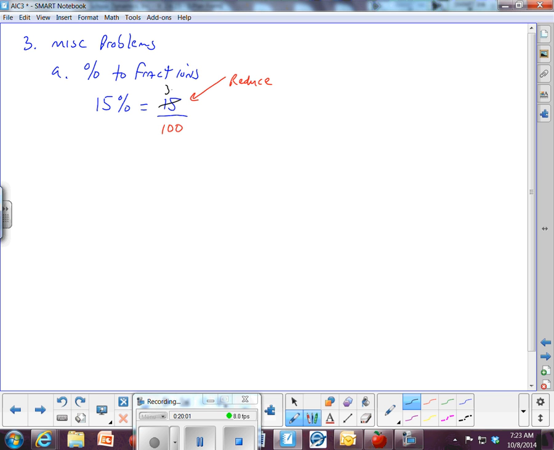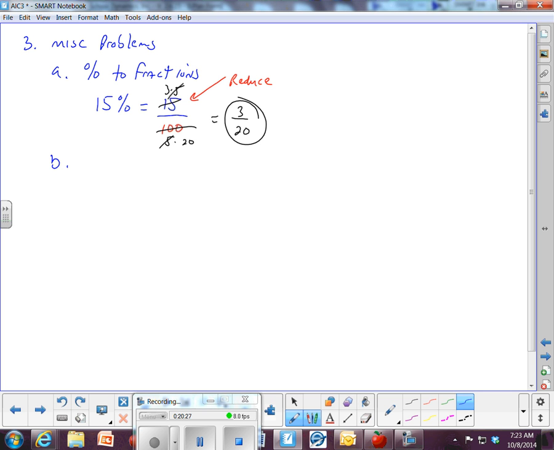What's a 15? 3 times 5. What's 100? 5 times 20. Our common 5's divide out, and our answer is going to be 3/20. So changing a percent to a fraction, you're going to remove the percent symbol, put it over 100, that's what percent means, and then reduce if possible.